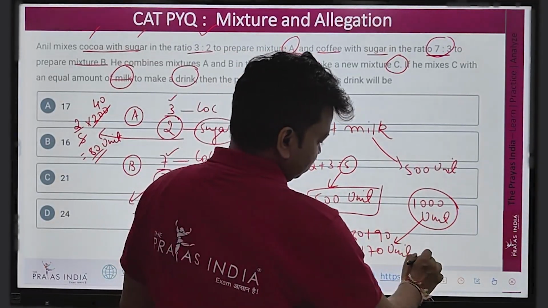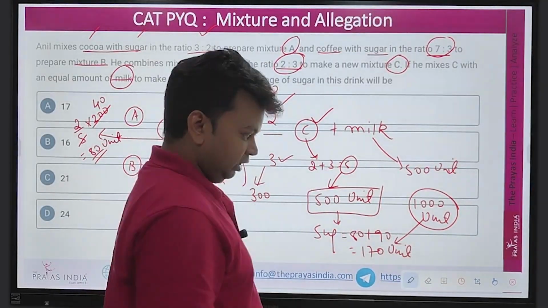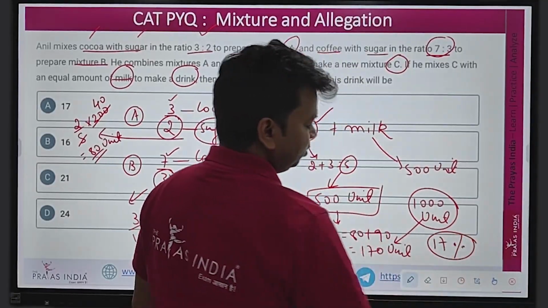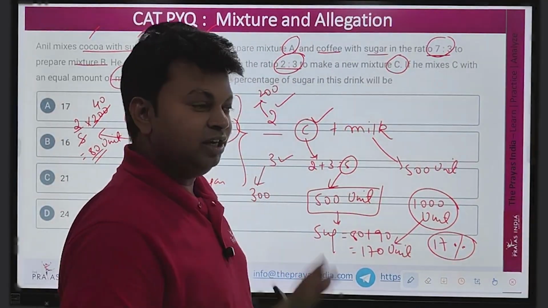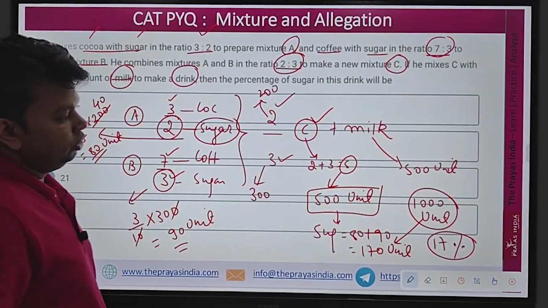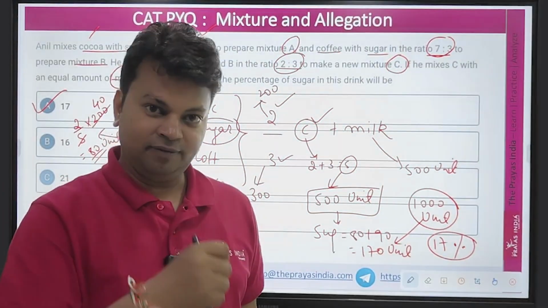So what is the percentage of sugar? 170 out of 1000, it means 17%, right? So this is the volume of the sugar in the drink with the milk. So the answer is 17%. So friends, it was a very easy question. Hope you have understood this.